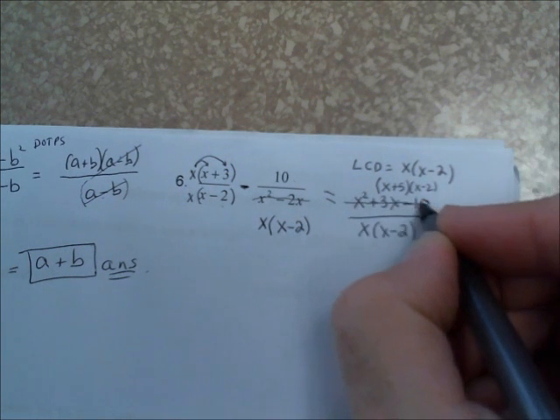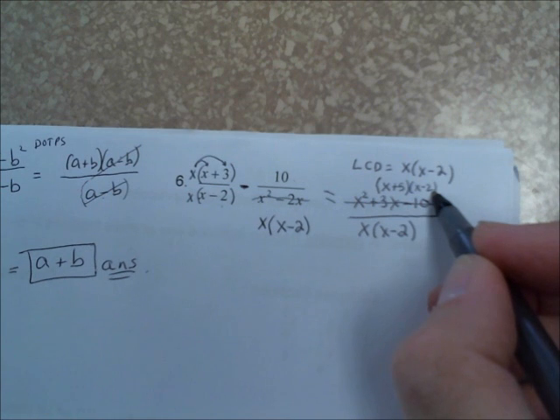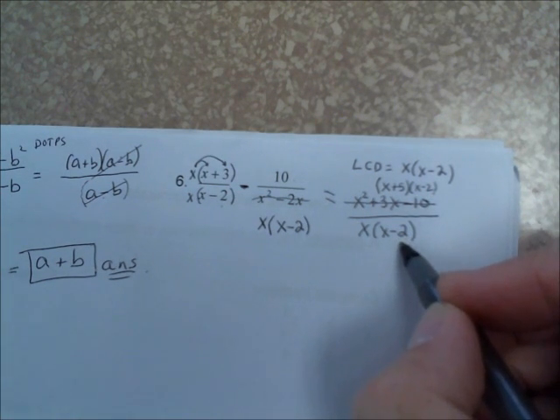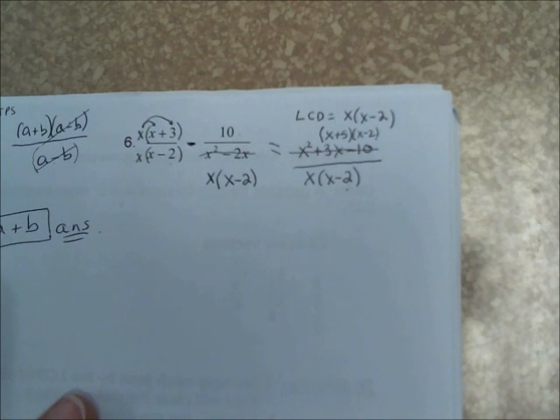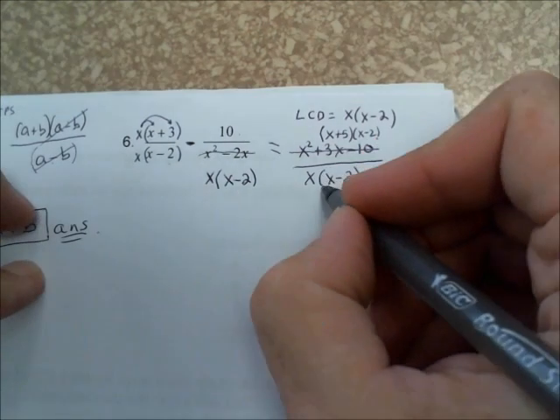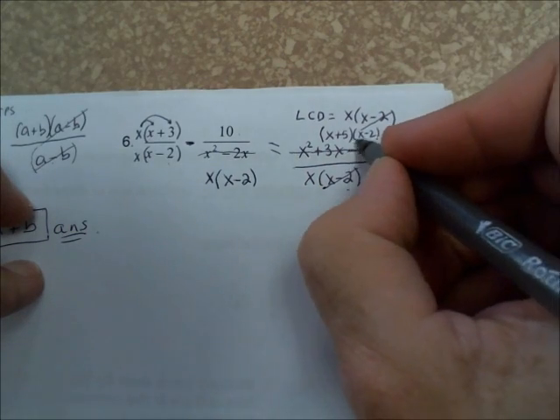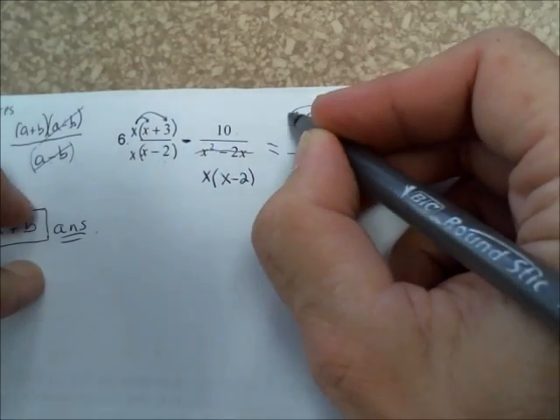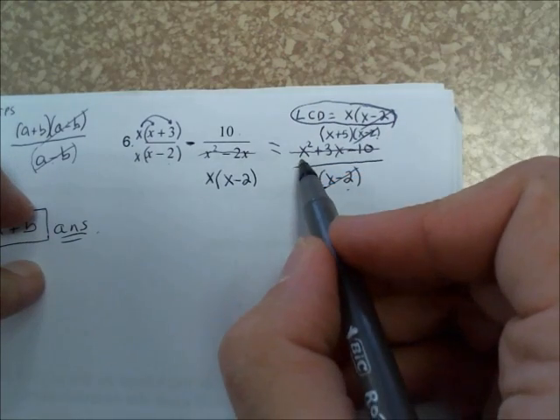Lightly cross that out, and now you can see that we have an x minus 2 on the top and an x minus 2 on the bottom, and those are common factors. And remember, factors can cancel. Terms can't, but the factors can. So let's just cancel out this x minus 2 with this x minus 2. Oops, this x minus 2, sorry, that's part of the LCD. Okay, and then what are we left with?